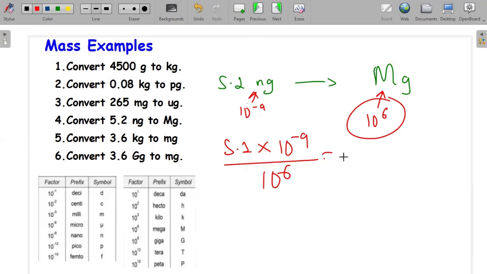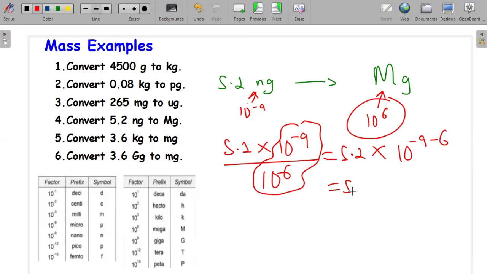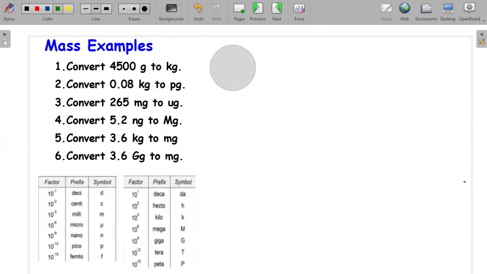So here, this is the same as 5.2. Then we can combine this part, right? That will be 10 to the power minus 9, then minus this 6 here. So that will just be 5.2 multiplied by 10 to the power, here we have minus 9 minus 6, so that is minus 15. And this one is already in scientific notation. So this will just be megagrams, like this. So 5.2 nanograms is the same as 5.2 times 10 to the power minus 15 megagrams. Okay, all right. Let's go to the other one.